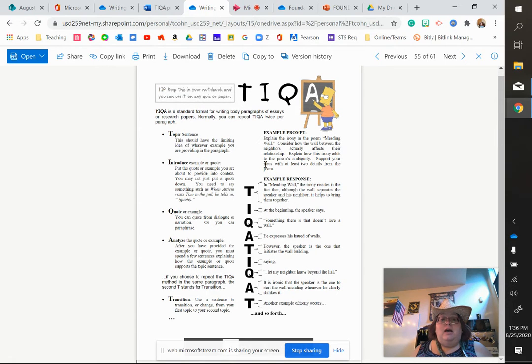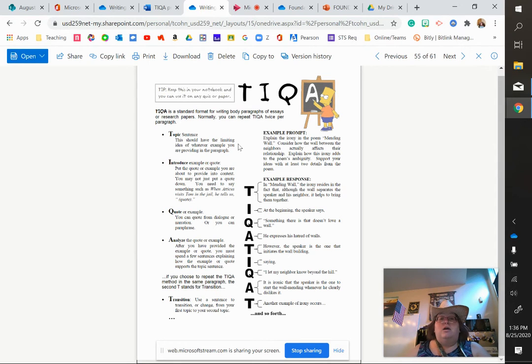Okay. The first sentence is the topic sentence, and this should have the limiting sides of whatever example you are providing in the paragraph. Then you have the introduction of the example or the quote, and you put the quote or example you are about to provide into context. So you give a little background about the quote. Then you give the quote or example, and then you analyze the quote or example.